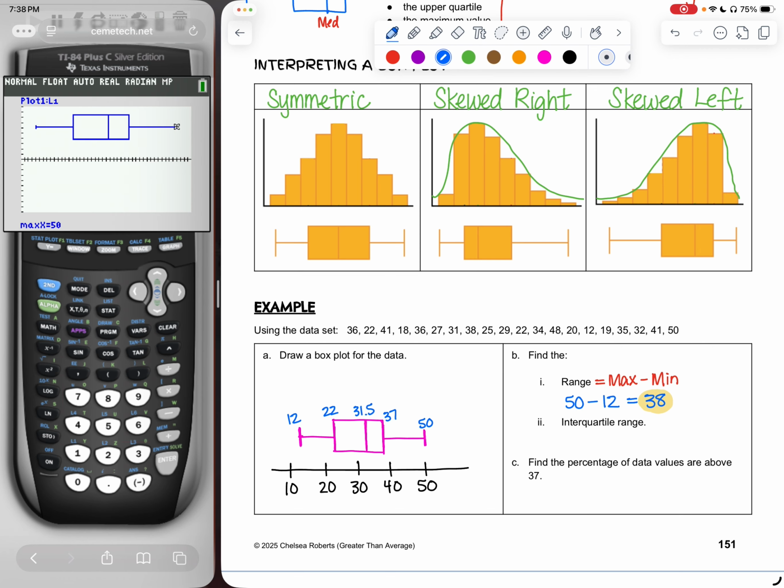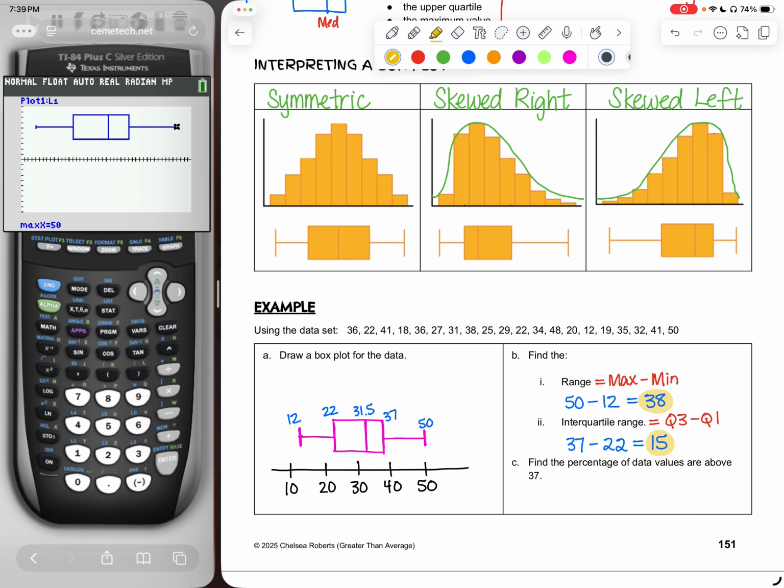The next part is asking us for the interquartile range. The interquartile range is equal to your Q3 minus your Q1. So we know that the Q3 is 37 and the Q1 is 22. So 37 minus 22 is equal to 15. So 15 is your interquartile range.